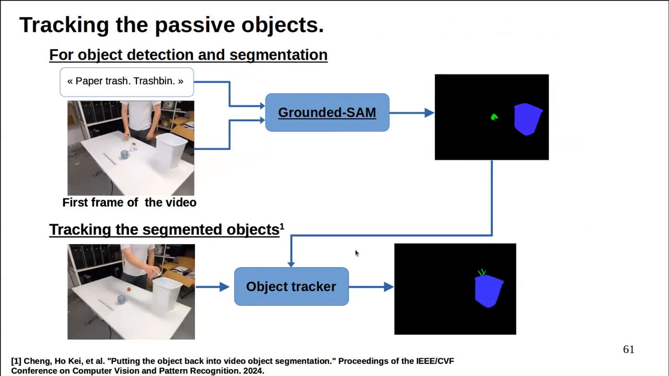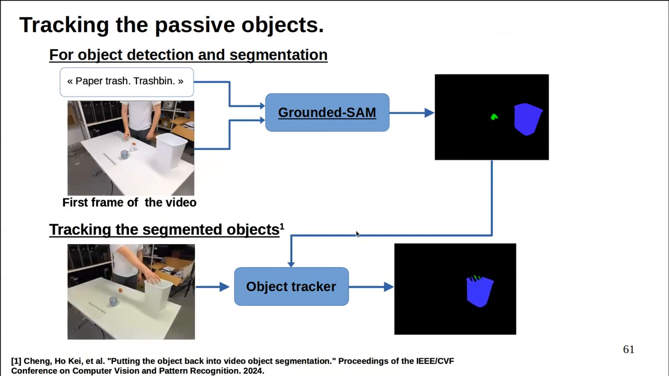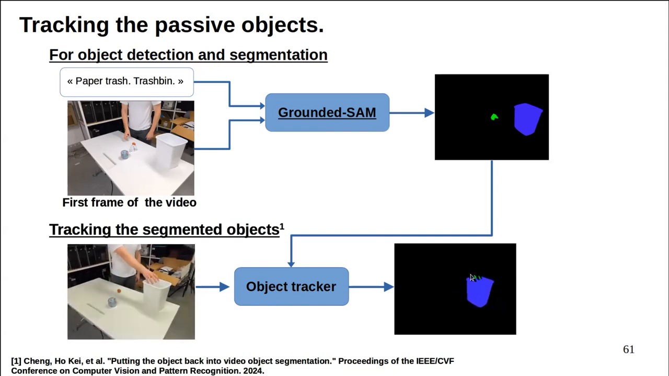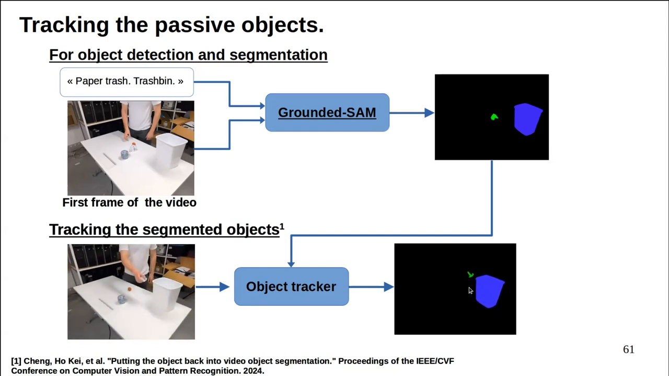So now that we detected our objects of interest in the first frame of the video, we want to track these objects in the later frames of the video. So we used an off-the-shelf object tracker to track those objects in the later frames of the video. In the end, we are left with a video that features only the position of the pixels of our objects of interest.